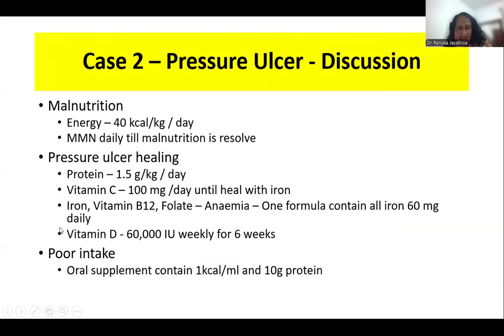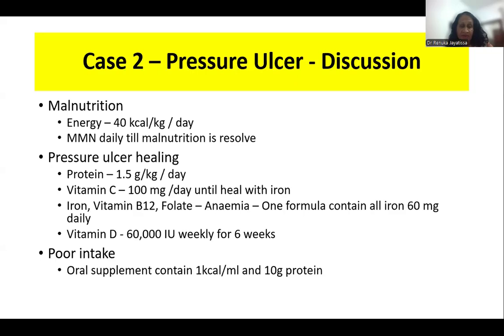So this is the management. Now, this patient is definitely malnourished because of poor intake and the BMI is 18. So we have to really go for energy of about 40 kilocalories per kg per day. And then give a vitamin and mineral supplement, a normal vitamin and mineral formula, tablet or capsule, till the malnutrition is resolved. Then for the pressure ulcer, what should we give?